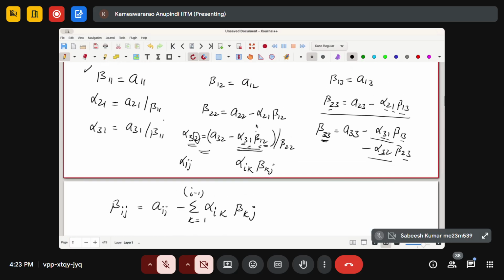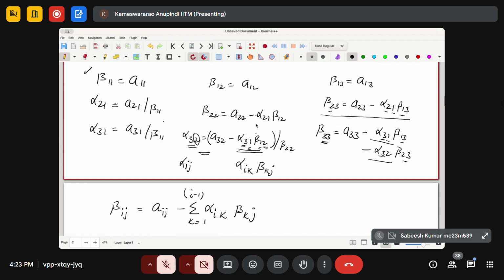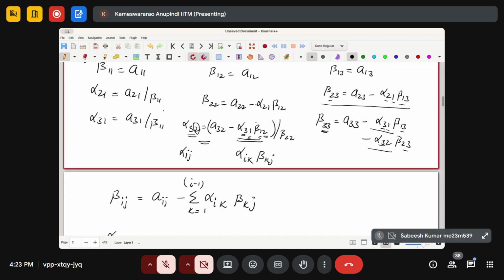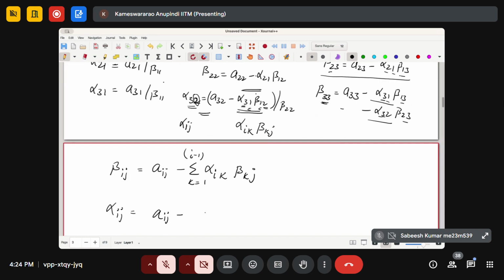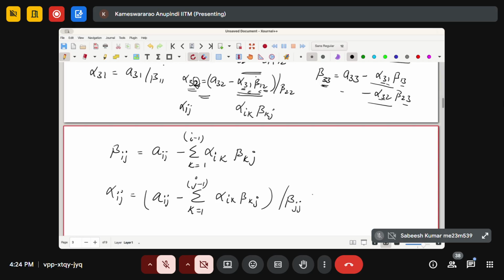Unfortunately, I don't have a bigger 4, 3 or something like that to show multiple things. But then you will appreciate that this term is only one term because we have 3, 2. If I had written this for 4, 3 or something, there would have been 2 terms here, just like what we had for beta. Okay. So that means this is going to be sigma alpha ik beta kj, where k runs from 1 to j minus 1. And then we need to also divide this with beta 2, 2. That means we need to divide by beta jj. Okay.